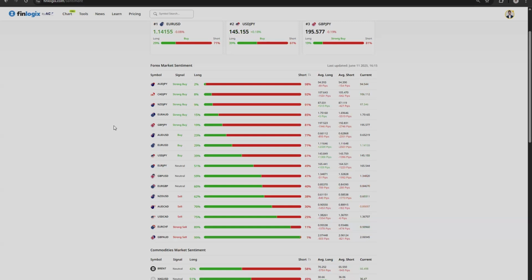Cool. I think everyone understands already, but I was just doing an explanation for P West. Okay, cool. So Aussie Japanese yen. It's saying strong buy, but as it is below 10%, we will be looking to sell. Let's go and have a look at the chart.